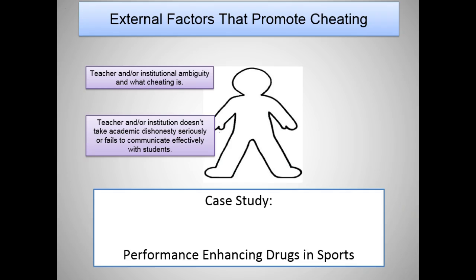All right, more factors. When there is ambiguity from you, the teacher, or from the institution on what cheating is, cheating is more likely. Or if you as the teacher or the institution don't take academic honesty seriously, or if we fail to communicate how serious it is to students, this can lead to cheating. My case study here is performance-enhancing drugs in sports. So you pick your sport and you pick your timeline. Pick football, pick baseball, pick track and field.